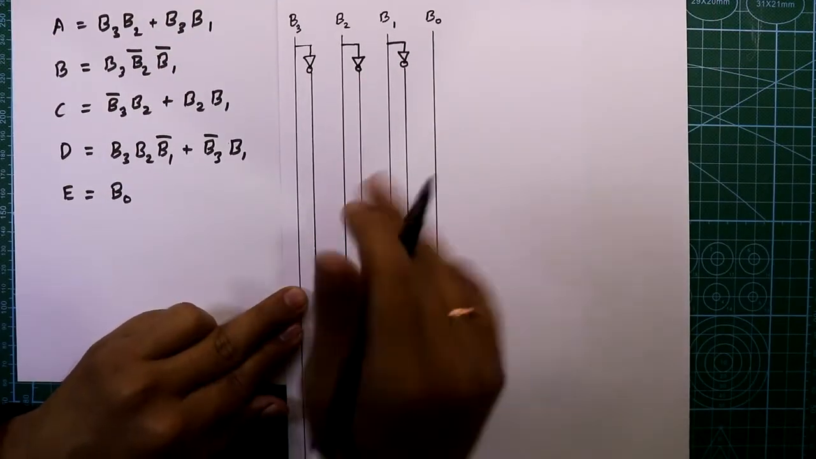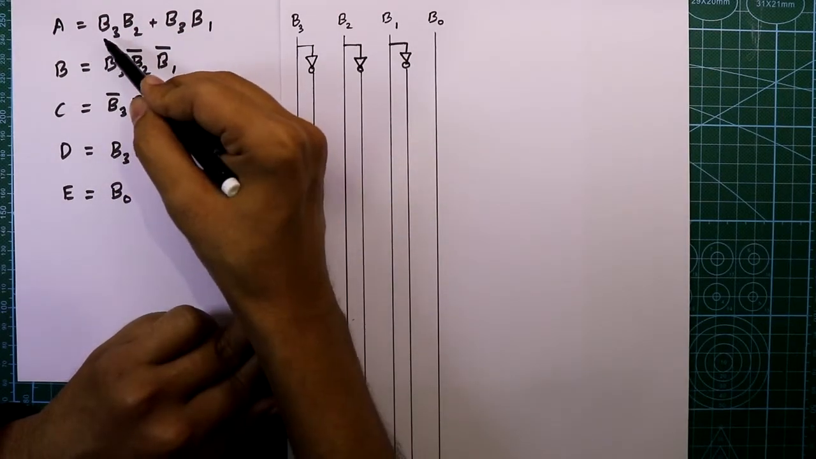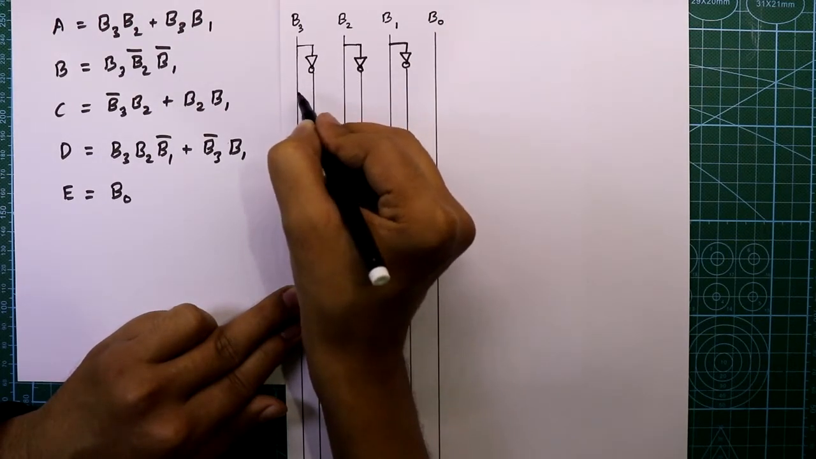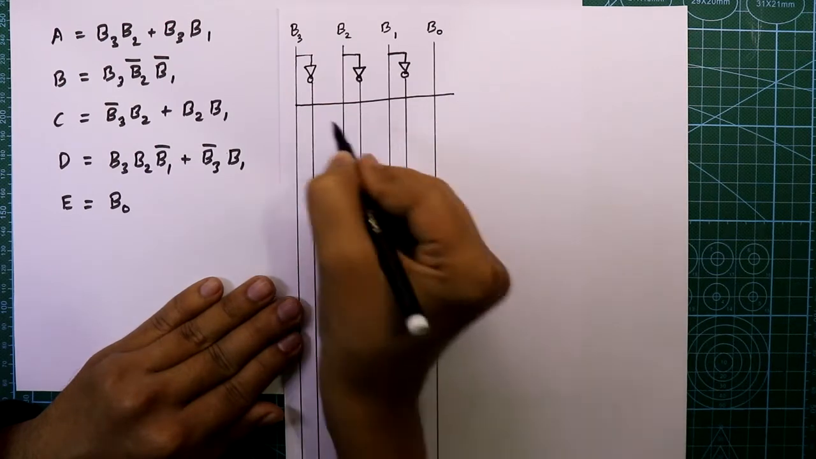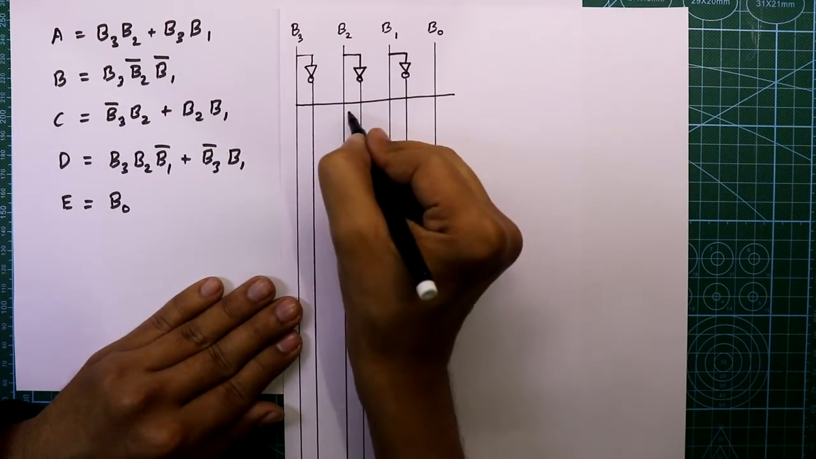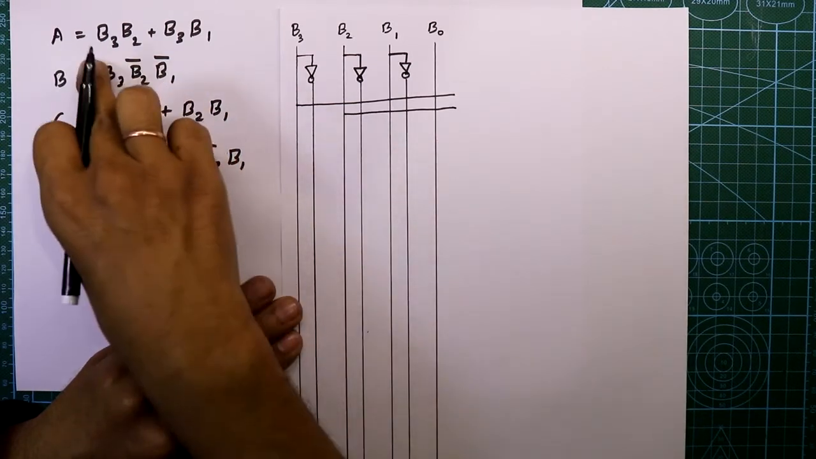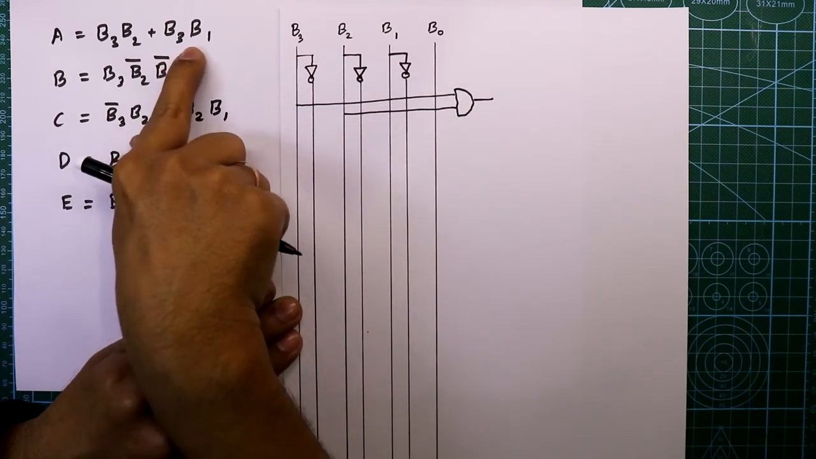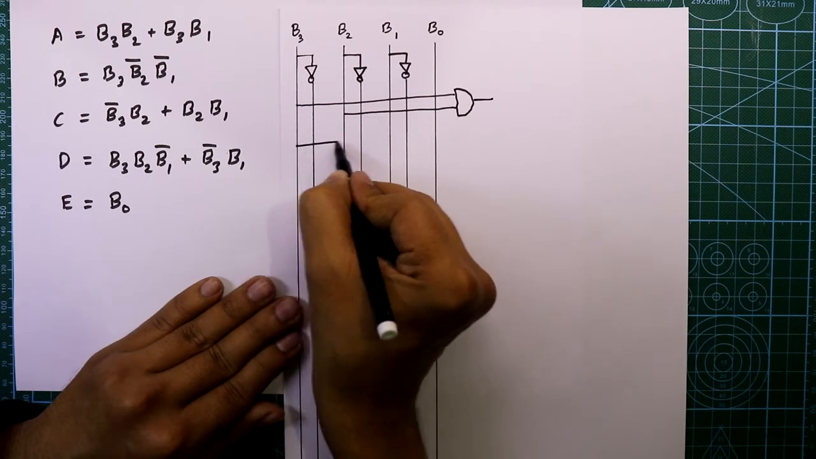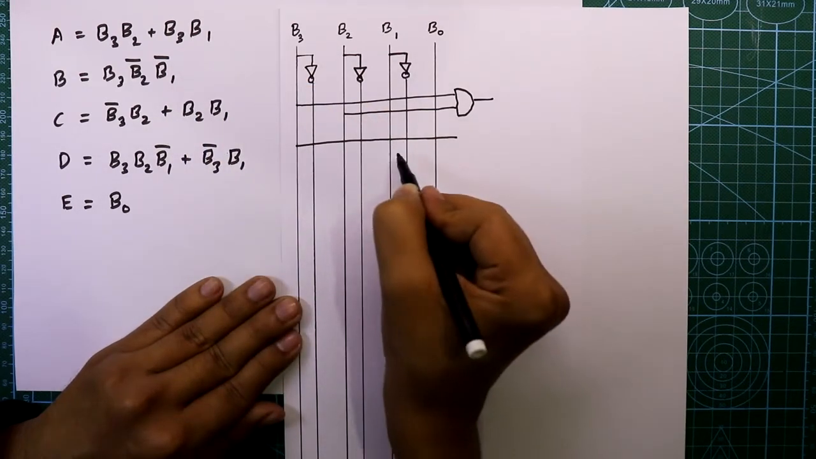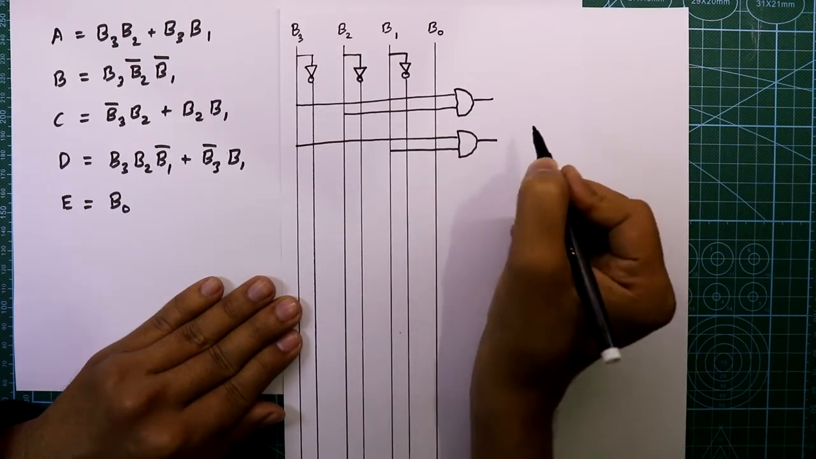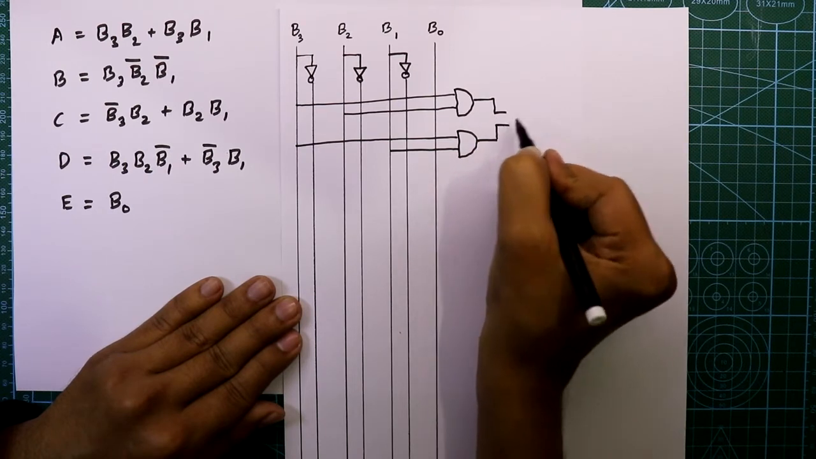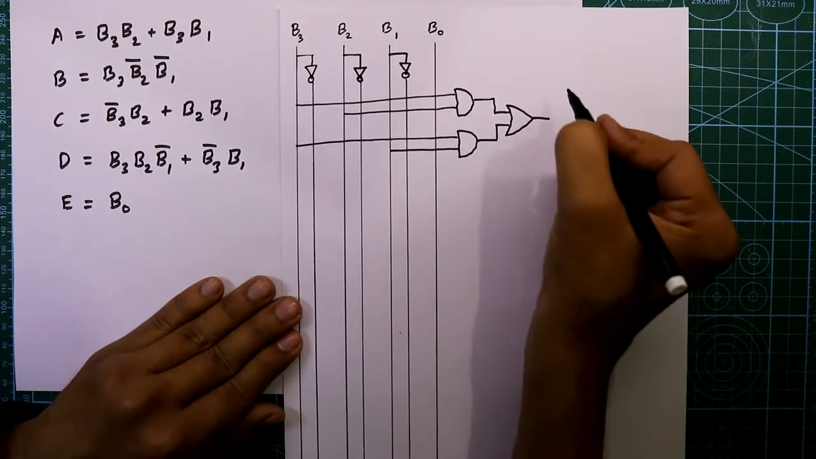Okay. Now see first expression. Here B3 dot B2. B3, it means this one. B3 and B2. These both are combined with AND gate. Okay. B3 dot B1. And then we have a OR gate in between this. So draw this OR gate. This is our A.